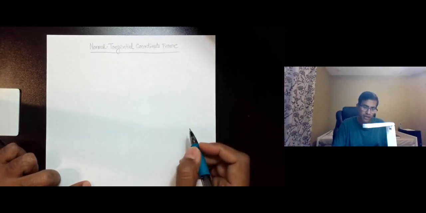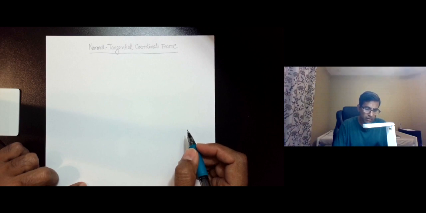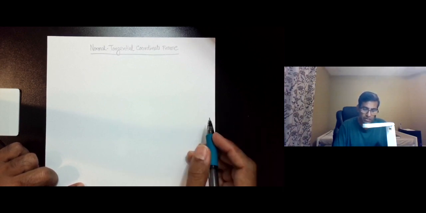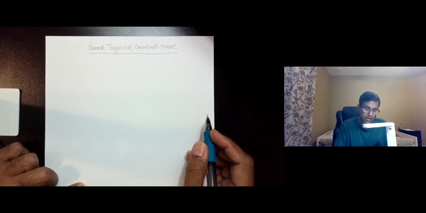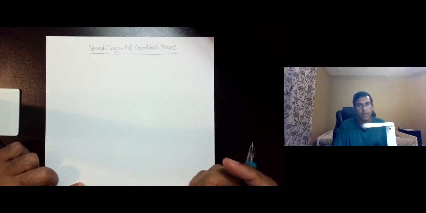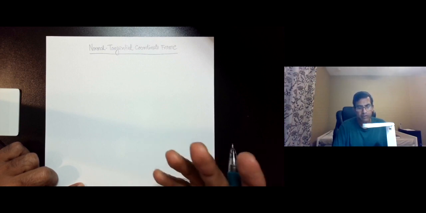This type of reference frame is also quite useful in solving problems in dynamics, of course in rigid body dynamics as well. So we will talk about the features of the normal tangential coordinate frame. In the process you will see how it is different from the other type of coordinate frame that we have used, namely the polar coordinates or the r theta coordinate frame.